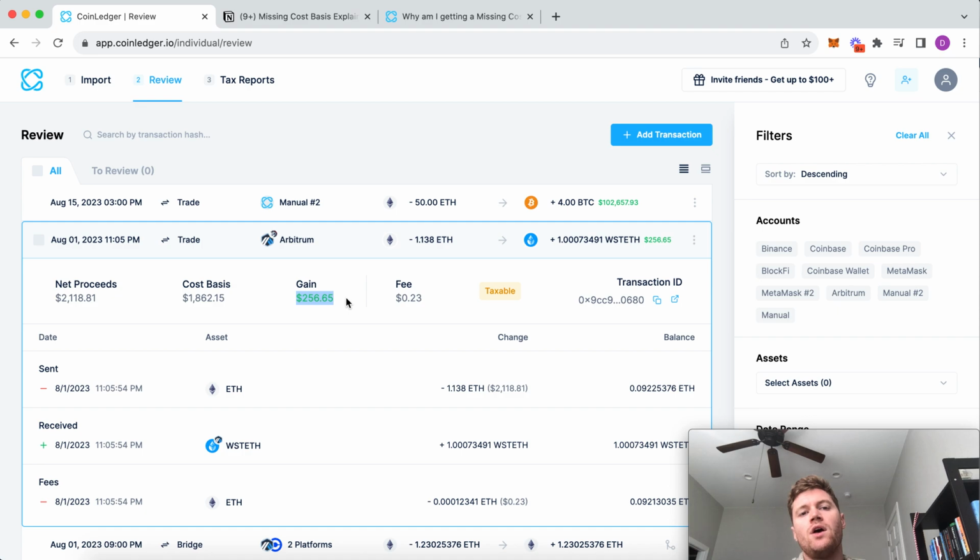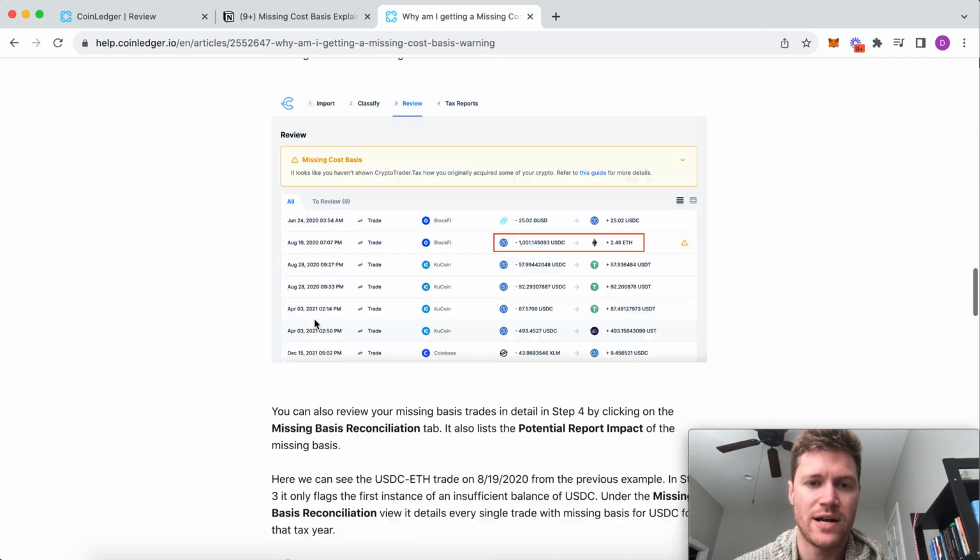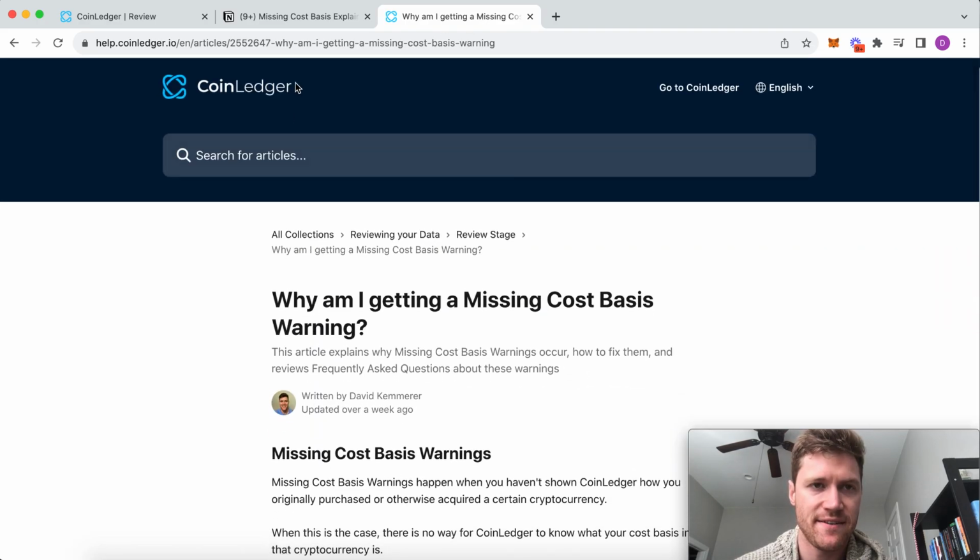So to review, missing cost basis warnings get detected when CoinLedger detects that you're selling an amount of an asset that doesn't have a record at this point of you acquiring or receiving it through taxable transactions, like fiat buys, trades, and income events like mining, staking, or earning interest. I would recommend everyone read through this article fully. It will also cover a lot of what I went through in this video.